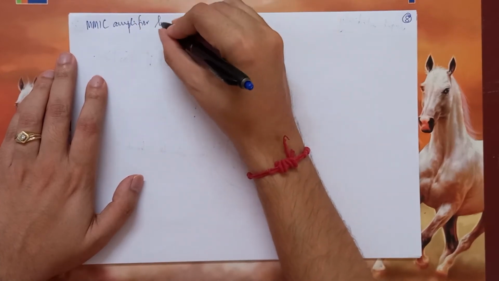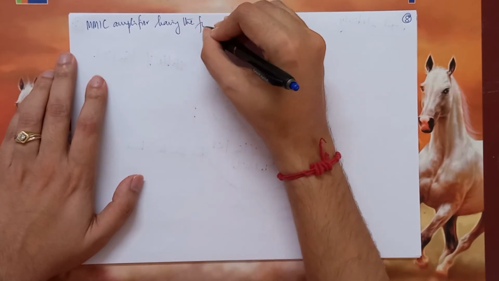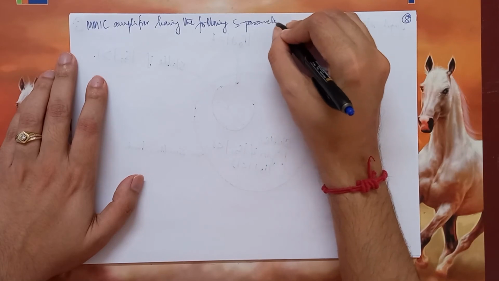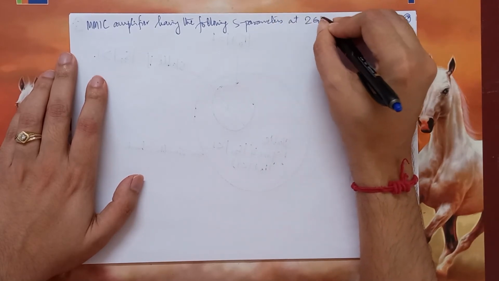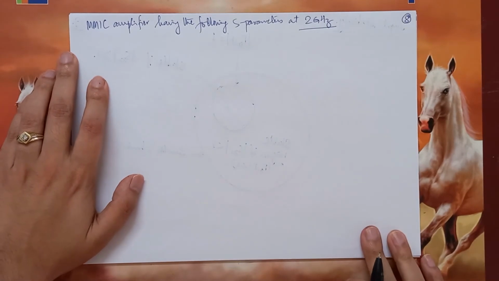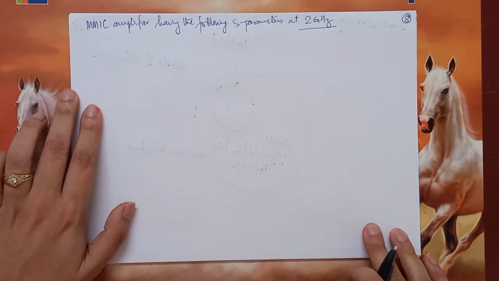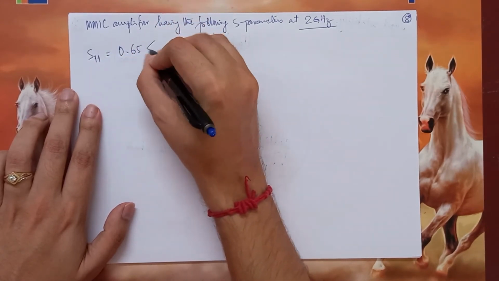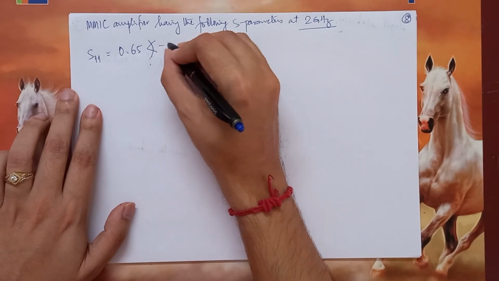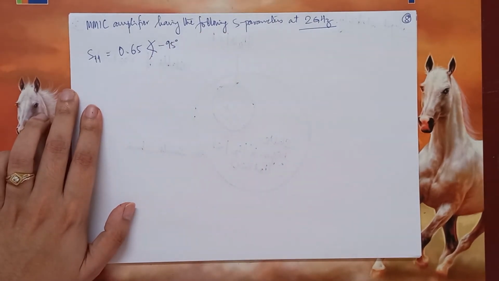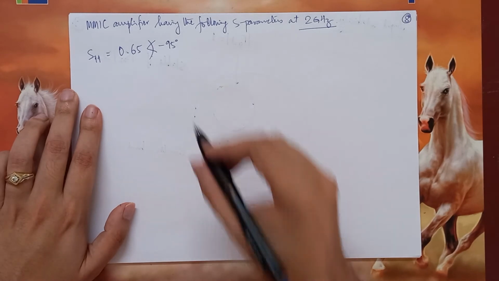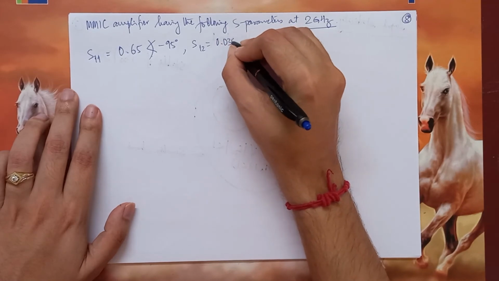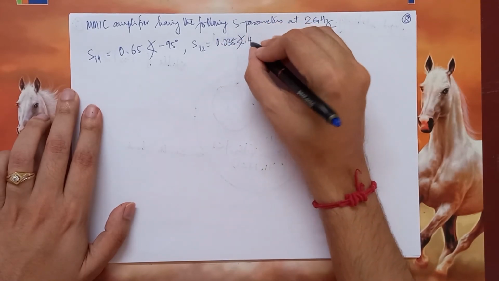An MMIC amplifier having the following S parameters at 2 GHz. This is a value taken from a datasheet, where S11 is 0.65 with a phase of minus 95 degrees. S parameters are complex, never forget that. S12 is 0.035 with a phase of 40 degrees.